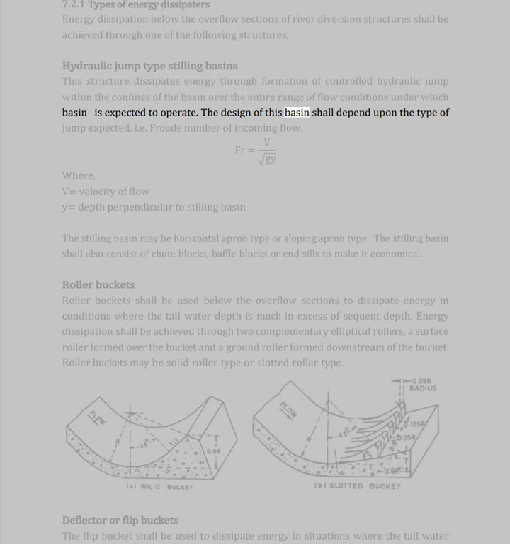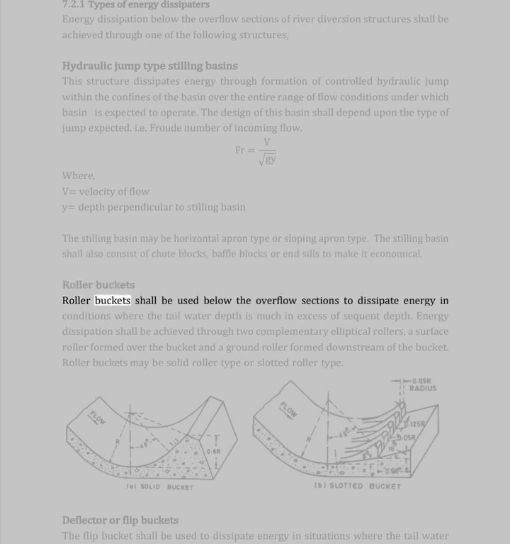The design of this basin shall depend upon the type of jump expected, i.e. the Froude number of incoming flow. Fr equals V over root g y, where V equals velocity of flow, y equals depth perpendicular to stilling basin. The stilling basin may be horizontal apron type or sloping apron type. The stilling basin shall also consist of chute blocks, baffle blocks, or end sills to make it economical.